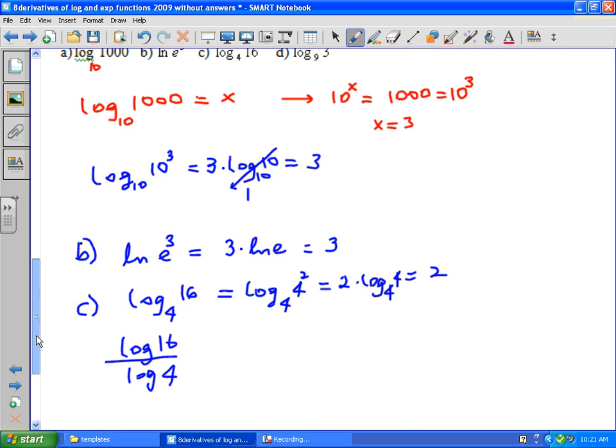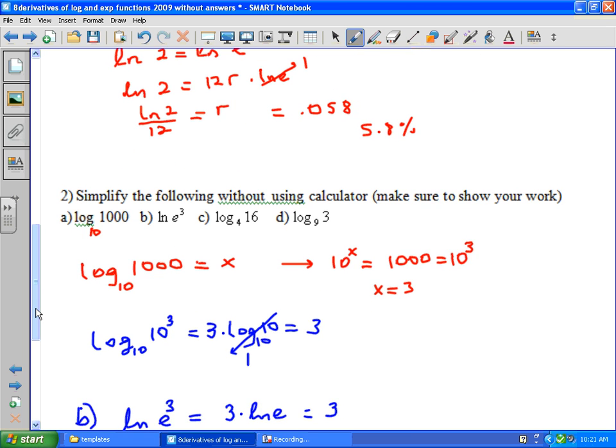Let's see, did I have another part there? A, B, C, and D. Log base 9 of 3. I won't even write that one down. Now you tell me, do it in your head. I was thinking log base 3 of 9. This one, maybe we should still write it down. Log base 9 of 3.